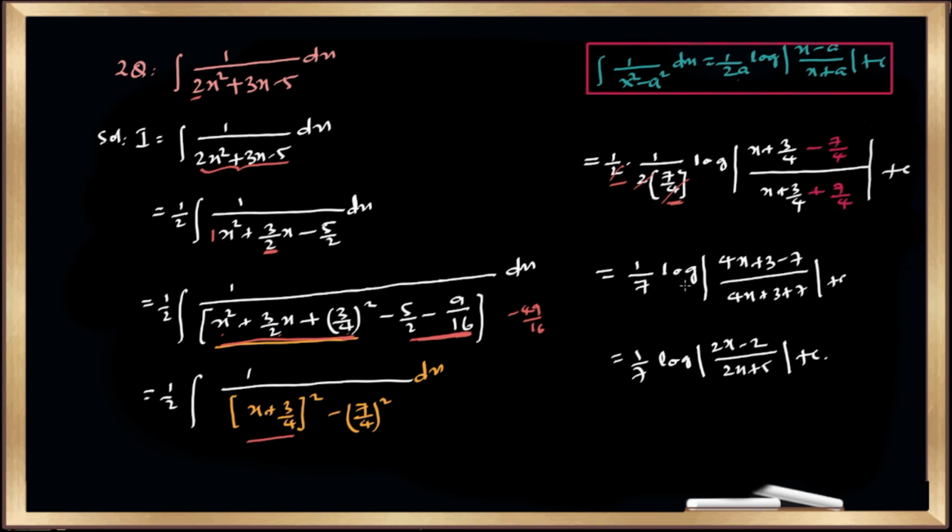So 1 by 7 logarithm of, if you multiply numerator and denominator by 4, 4 into x is 4x, the 4s cancel. So the numerator becomes 4x, and 3 minus 7 is minus 4, so 4x minus 4. Now the denominator, multiplying with 4x, 3 plus 7 is 10, so divided by 4x plus 10. Taking 2 common from the numerator and denominator, they get cancelled. So it becomes (2x minus 2) by (2x plus 5). So this is our final answer.